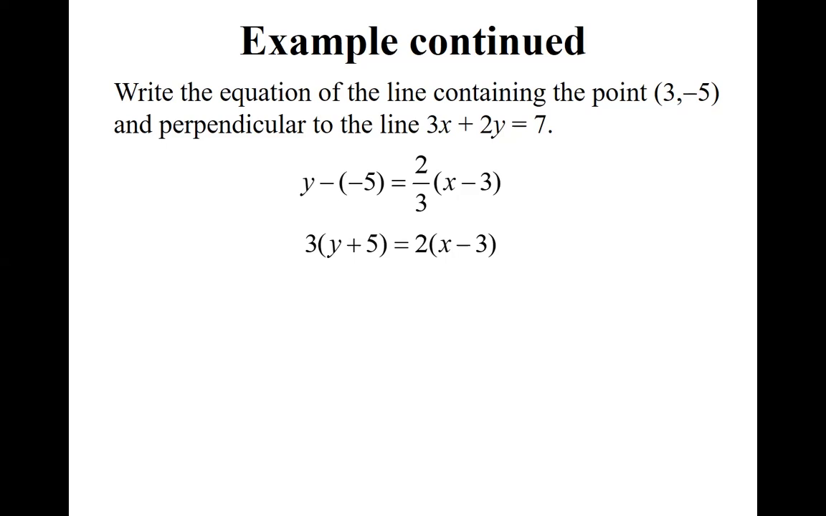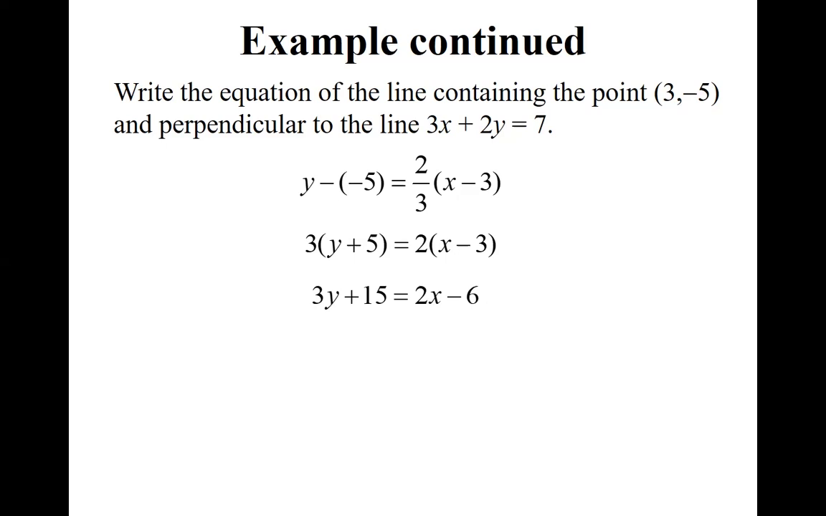Distribute the 3 on the left, distribute the 2 on the right. 3y plus 15 equals 2x minus 6. We want slope-intercept form. We want to solve for y. So subtract 15 from both sides.